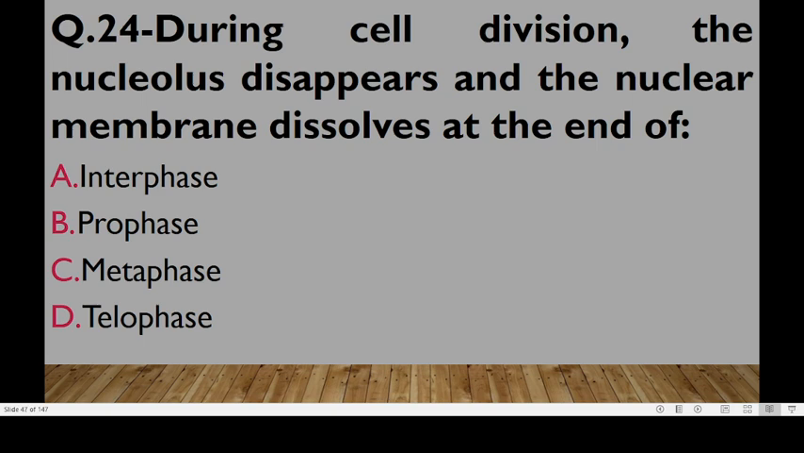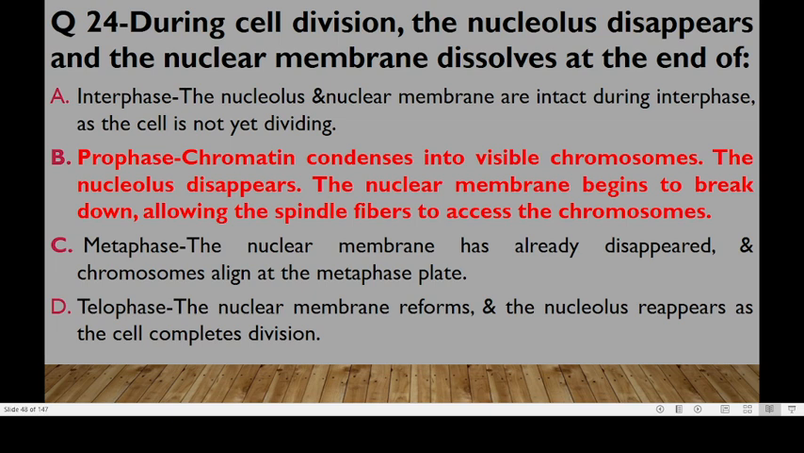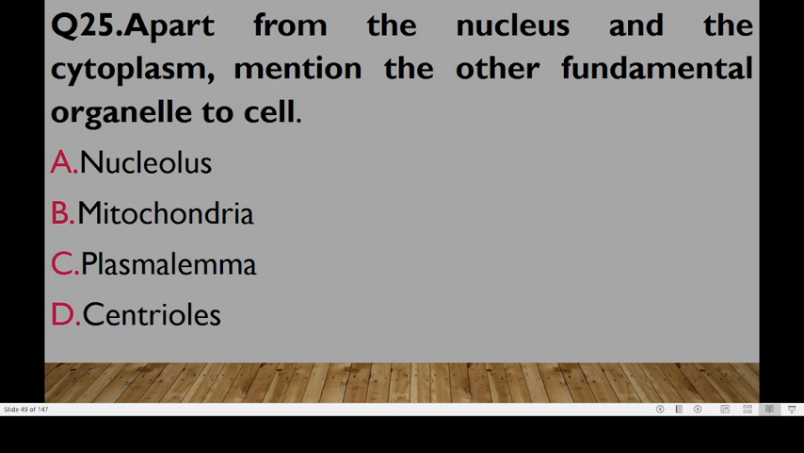During cell division, the nucleus disappears and the nuclear membrane dissolves at the end of, well, we have indicated this one happens during the prophase, where chromatin condenses into visible chromosomes, and then the nucleolus will disappear. The nuclear membrane begins to break down, allowing the spindle fibers to access the chromosomes.